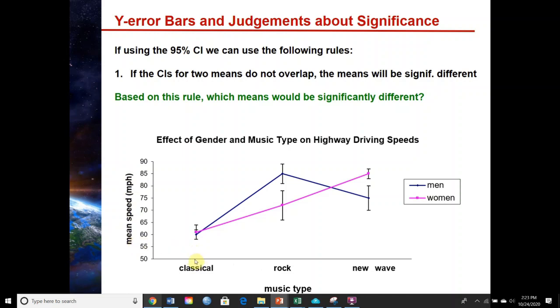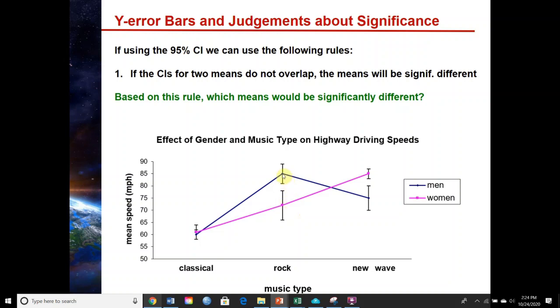And so in the classical condition, if we compare men and women, see how their y error bars overlap completely? So here, if we were to run a significance test between men and women, it would not be significant. In other words, the mean speeds would not be significantly different for men and women. What about these two means? So men and women listening to rock. Well, here their confidence intervals do not overlap.